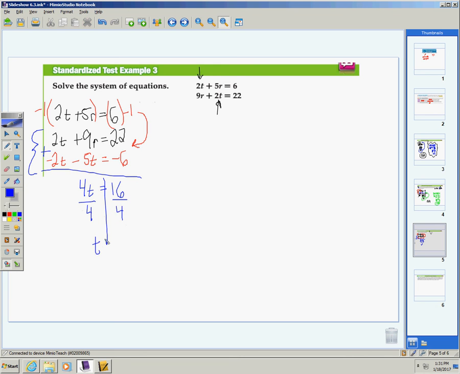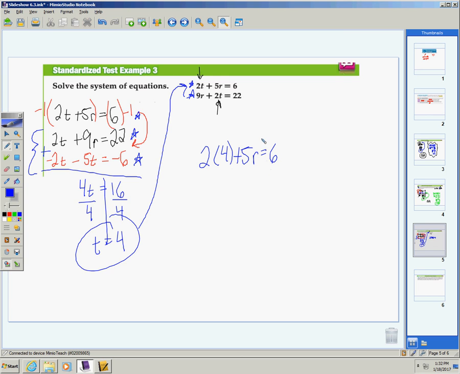And then I take that answer and I plug it back into any equation. I can plug it into here, here, here, here, or here. Doesn't matter. I'm just going to go ahead and plug it into this very first equation. So I get 2 times 4 plus 5r equals 6. When I do that, I get 8 plus 5r equals 6. Subtract 8 from each side. I get 5r equals -2. Divide each side by 5. And I get r equals -2/5.